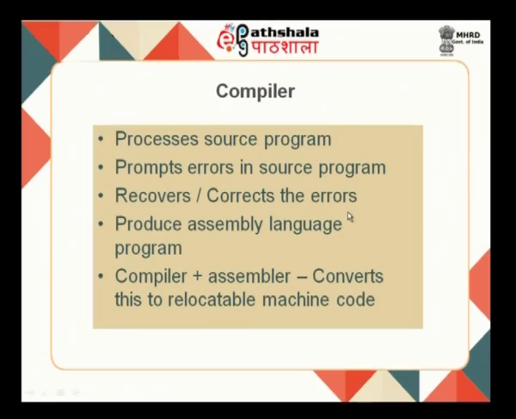So, here the compiler should be in a position to process the source program. It reports the errors in the source program, and it should be in a position to recover from or correct the errors, and it should produce an assembly language program, and the assembler takes this assembly language program as input and converts it into a relocatable machine code. So, these are the jobs of a compiler. And nowadays compilers come with the assembler, and therefore, when you give a source program as input, it converts it into a final machine code consisting of ones and zeros.